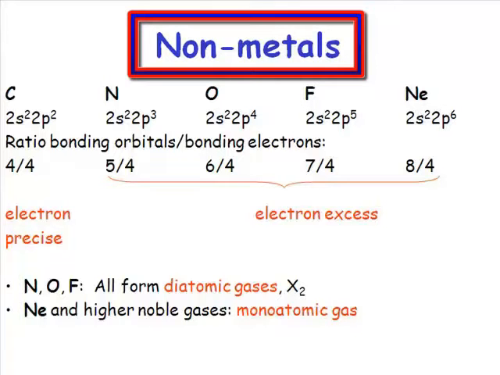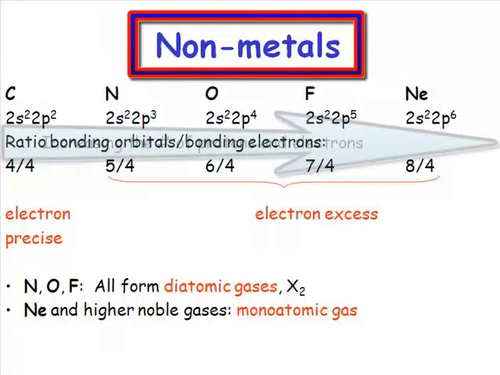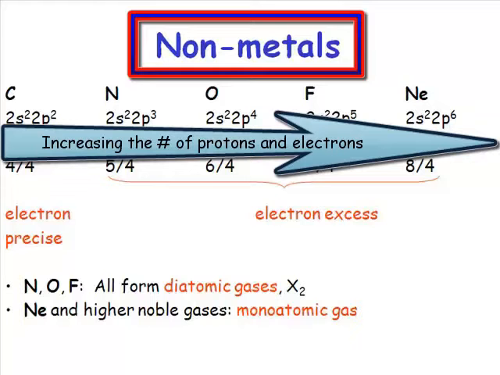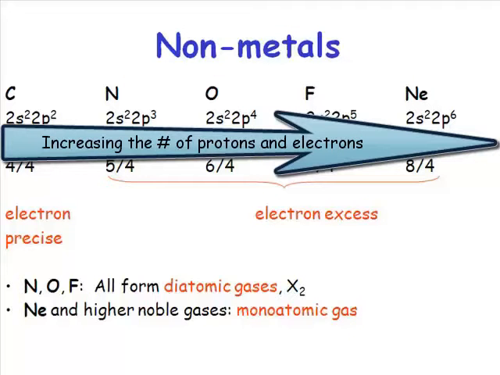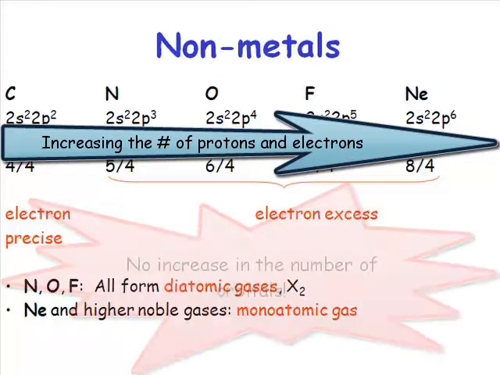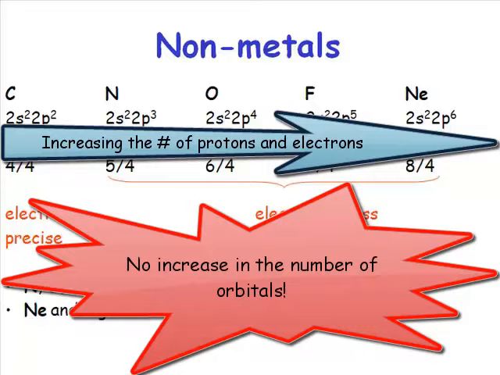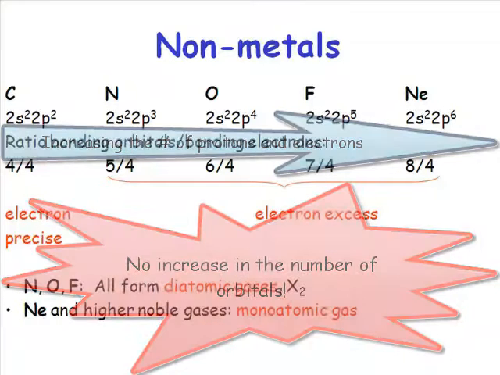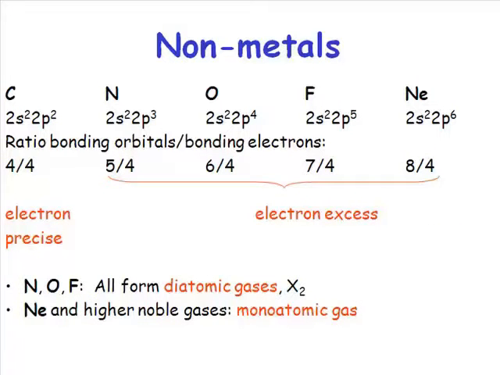Non-metal chemistry. So as we move across the periodic table, of course, we're increasing the number of protons and increasing the number of electrons. What we are not doing is increasing the number of orbitals. So as you get to carbon, you have as many electrons, i.e. 4, as you have orbitals, and you form these electron-precise compounds.